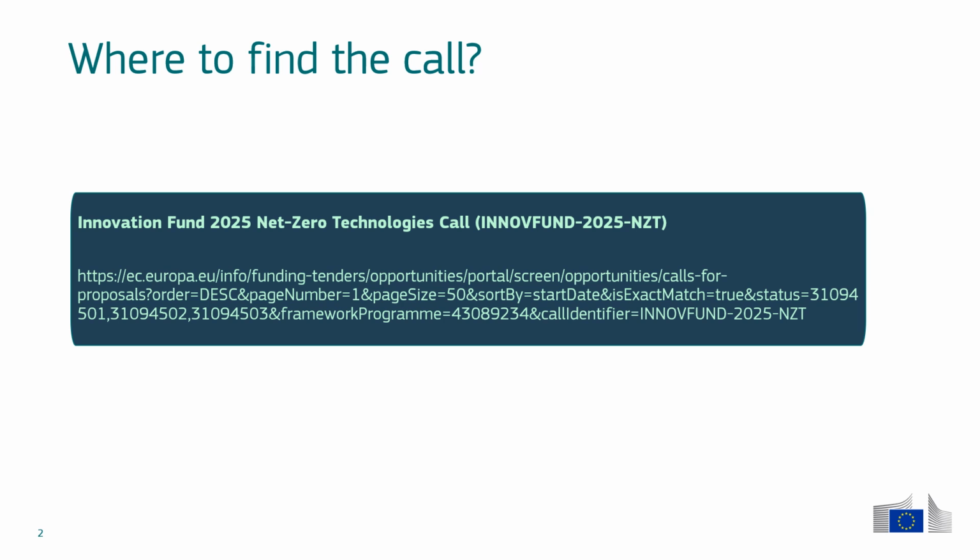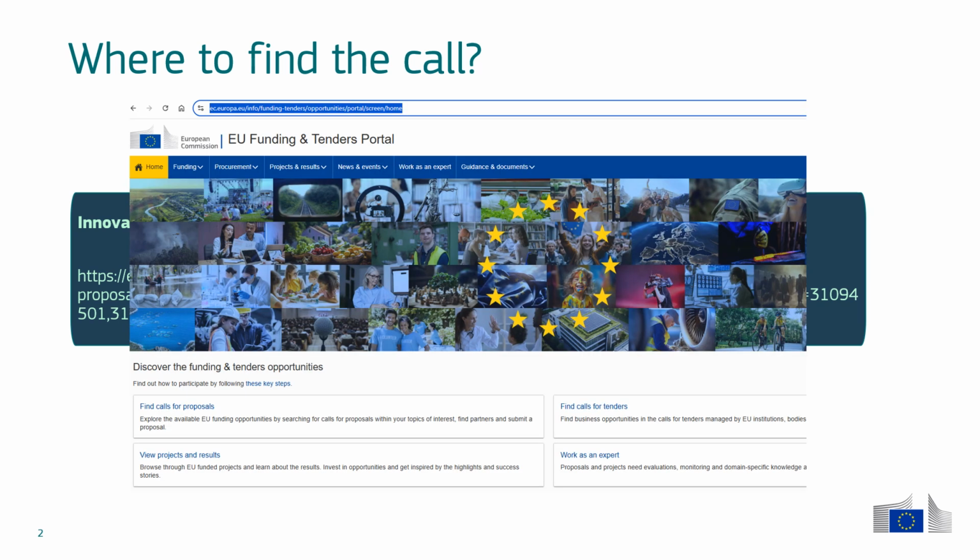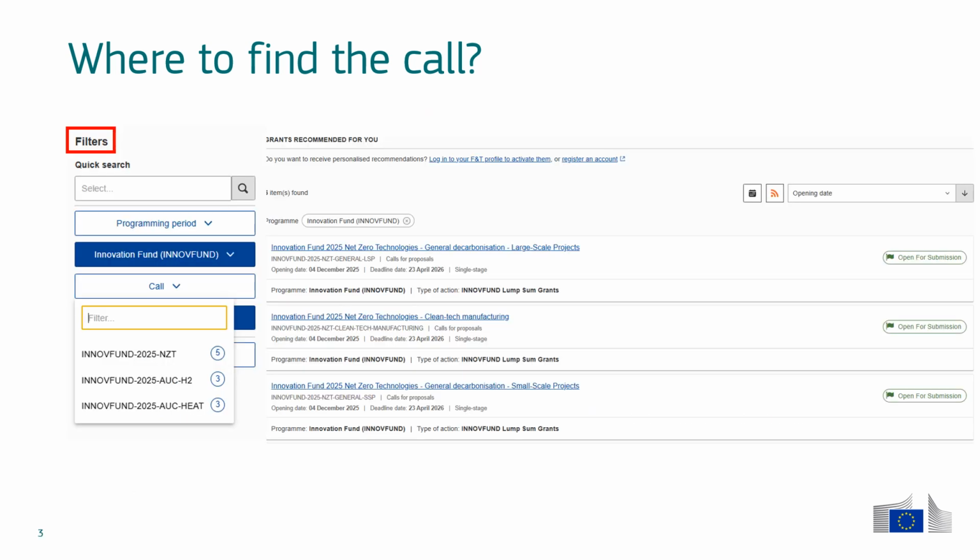You can also go there through the EU Funding and Tenders portal that you can easily find on any search engine. This is the URL, and from the homepage you can go to find calls for proposals. You can use the filters in different ways to find the calls you are interested in. For instance, if you select the program Innovation Fund and choose status Open for Submission, you will find the 3 calls that are currently open and the topics addressed by each of these calls.